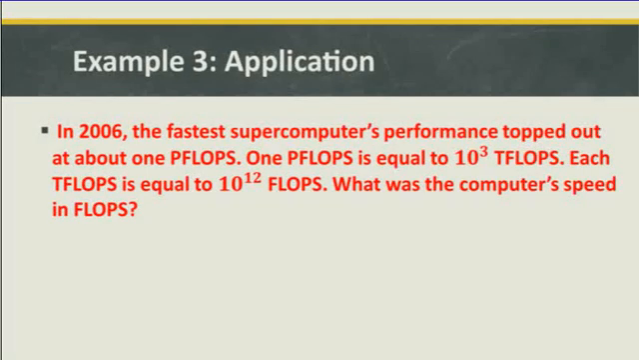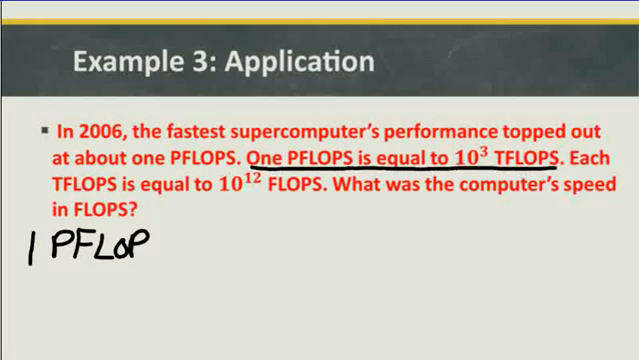Example 3, an application problem. Here in 2006, the fastest supercomputer's performance topped out at about 1 petaflops. 1 petaflops is equal to 10 to the third teraflops. Each teraflops is equal to 10 to the 12th flops. What was the computer's speed in flops? So we need to convert 1 petaflop to flops. So I know that 1 petaflop is equal to 10 to the third teraflops.